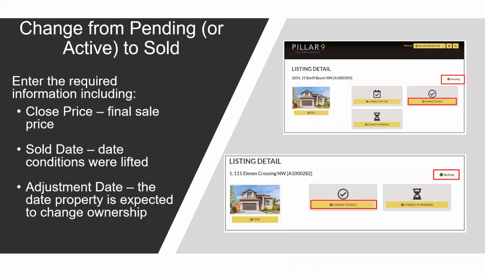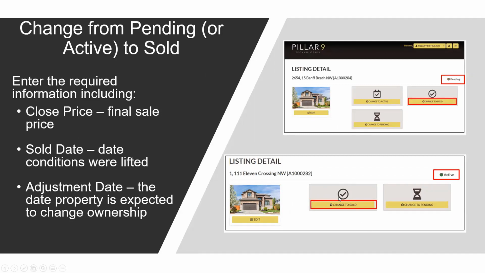Now on page 59 of your course material, it talks about changing a property from pending or active to sold. So if it was a pending listing and you've now removed conditions and you're going to mark it as sold, or it's been left in active status and you want to mark it as sold, you navigate to the listing, whether it's pending or active, you select sold.